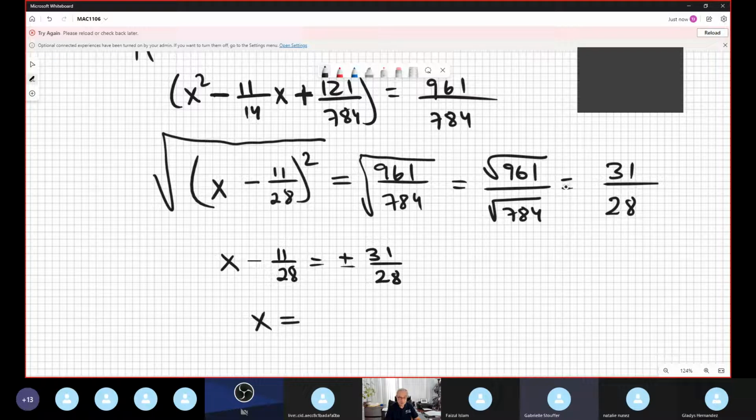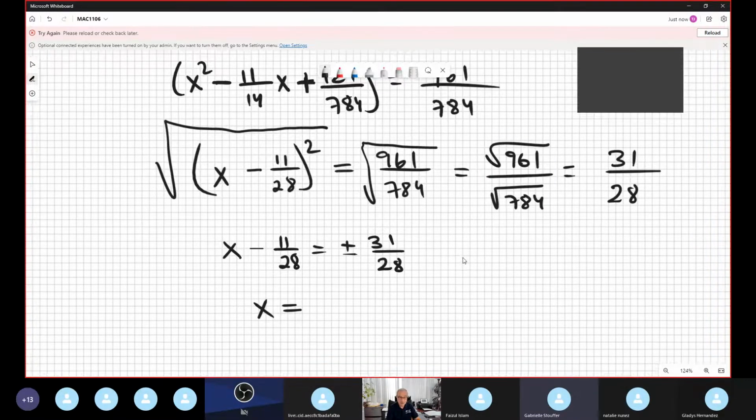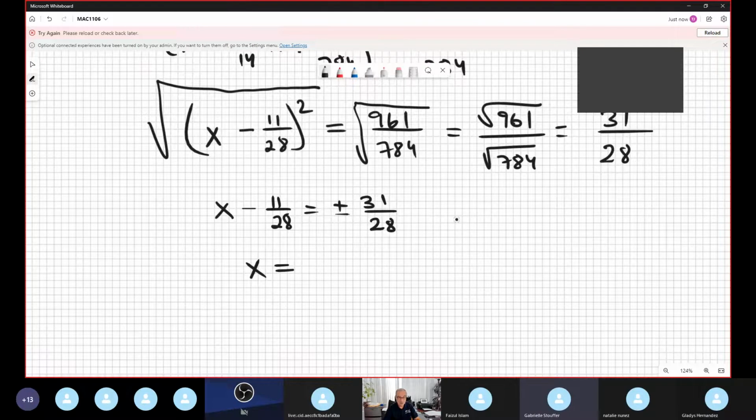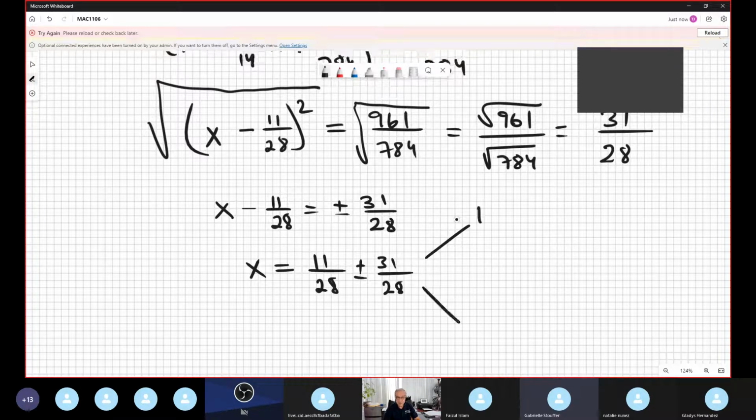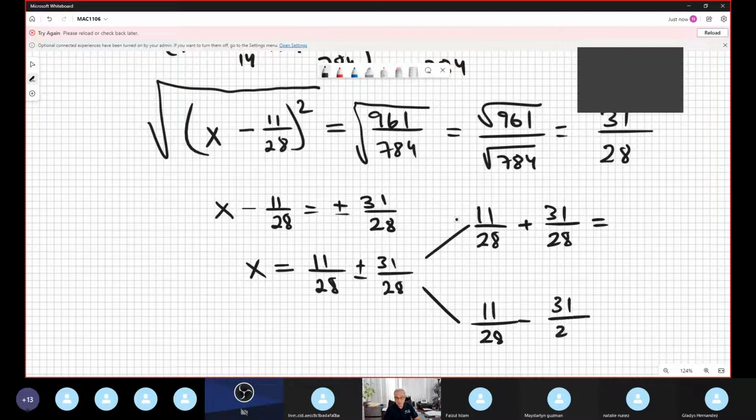Now, finally, I solve for x. I move negative 11 over 28 to the right-hand side, like a positive, and we have 11 over 28 plus and minus 31 over 28. And you separate into pieces: 11 over 28 plus 31 over 28, and 11 over 28 minus 31 over 28. This is minus.